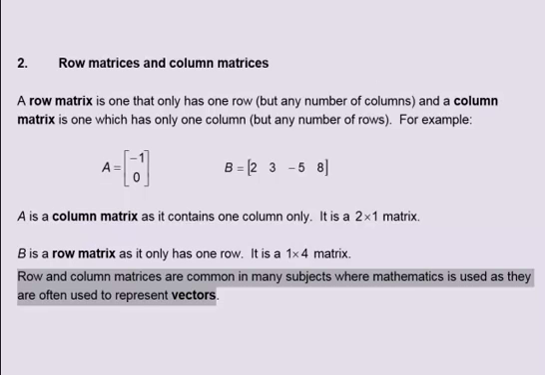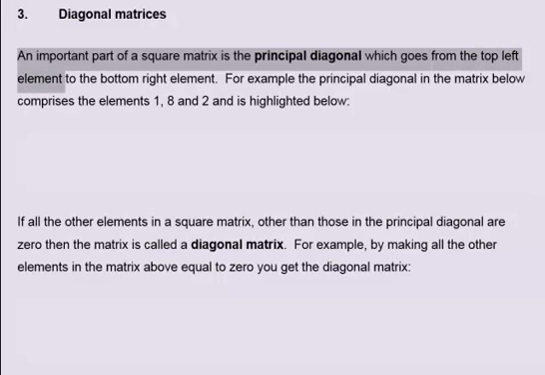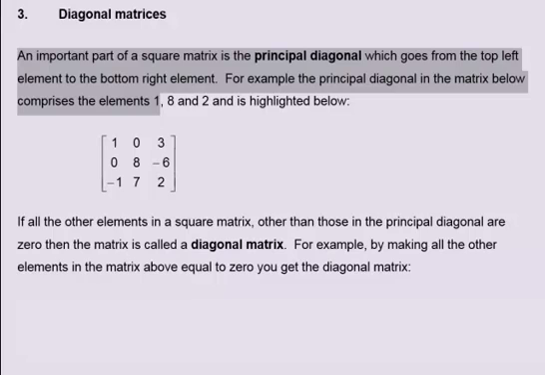3. Diagonal matrices. An important part of a square matrix is the principal diagonal, which goes from the top left element to the bottom right element. For example, the principal diagonal in the matrix below comprises the elements 1, 8 and 2 and is highlighted below.